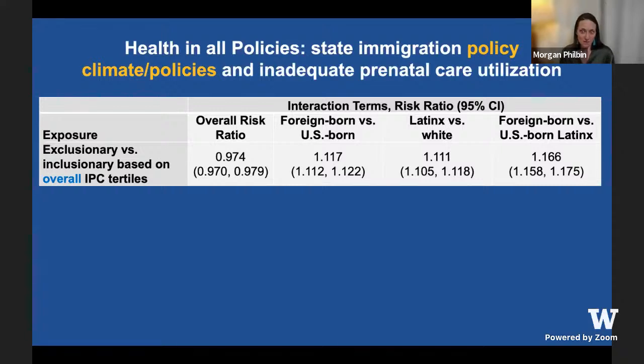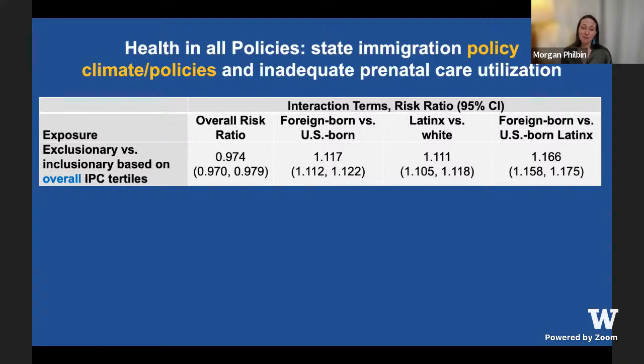So maybe we're not seeing a spillover and then they're driving this effect. However, when we start exploring differences by ethnicity and nativity, the picture starts to become clear. For example, we can see that the risk of inadequate care is higher for foreign-born versus US-born individuals in exclusionary states, or put another way, the effect of living in an exclusionary state on the risk of inadequate prenatal care matters more for foreign-born versus US-born individuals.